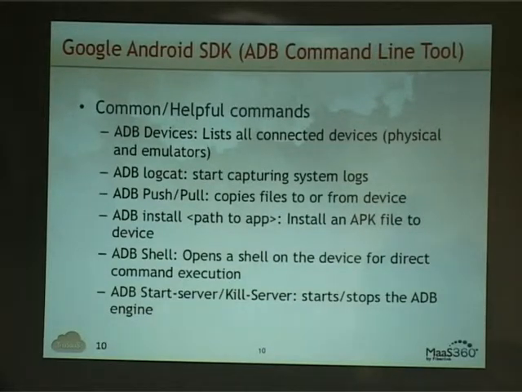ADB devices, list connected devices. The good news is once you run an emulator, it shows up in ADB as if it's actually a physical device. ADB logcat can be used to start capturing logs. So you can do ADB logcat and then the name of a file. Or if you just do ADB logcat, it'll put it right to the screen. You can redirect to a file. There's also options for filtering.